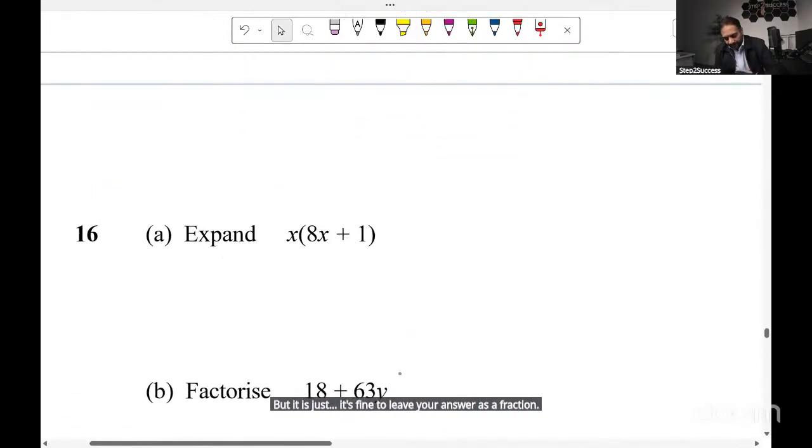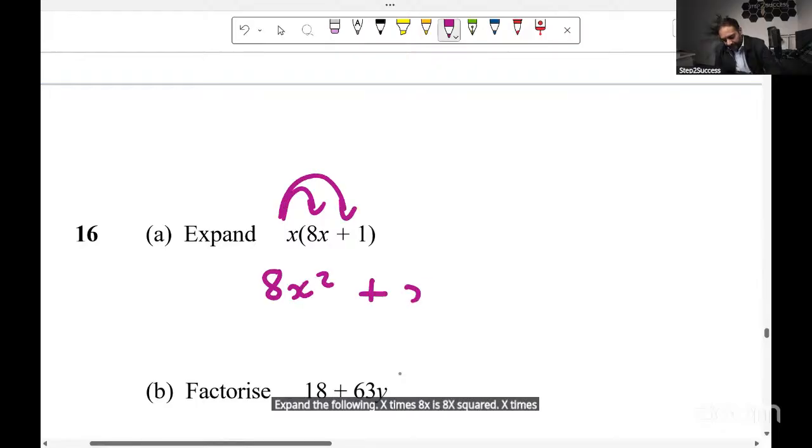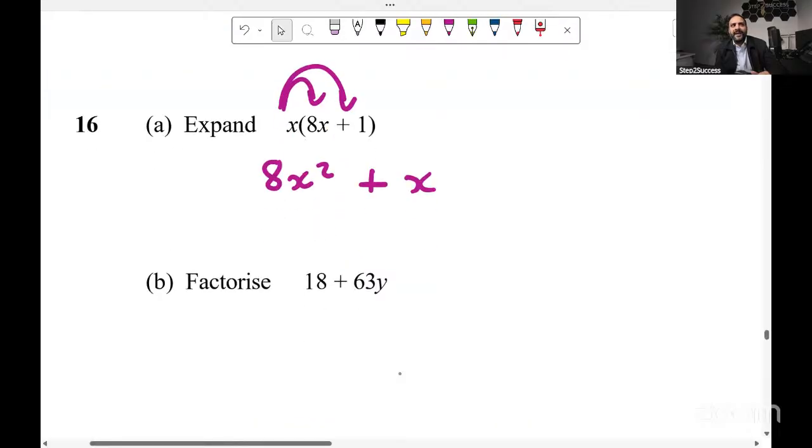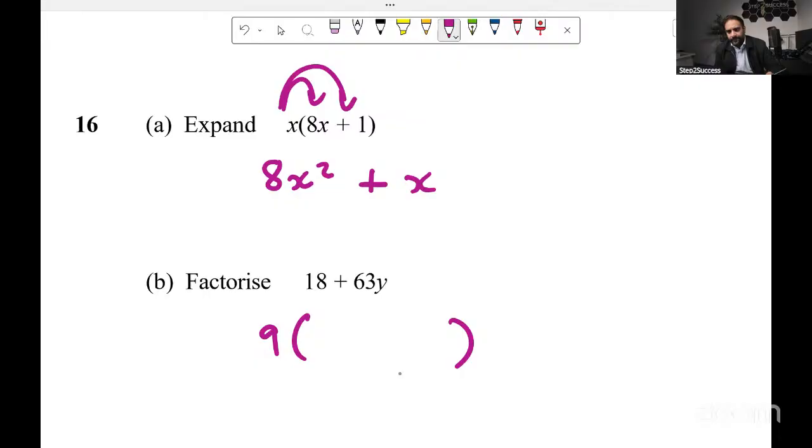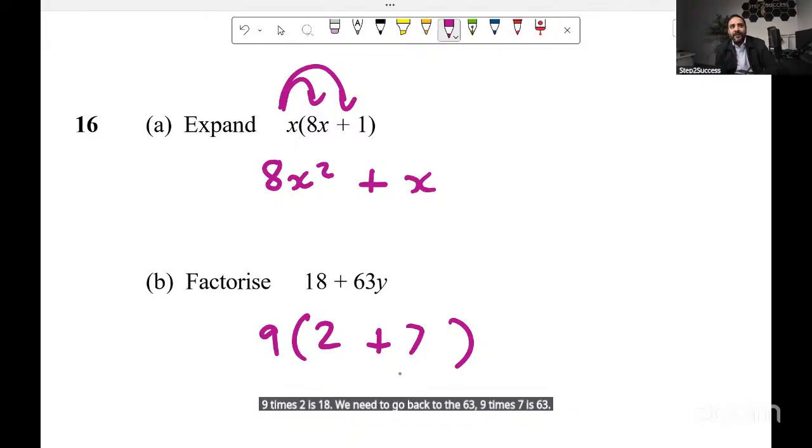Expand the following. x times 8x is 8x squared. x times 1 is x. Done. Factorize 18 plus 63. The highest common factor of 18 and 63, I think, is 9. And then we need to get back to the 18, so I'll put a 2. 9 times 2 is 18. We need to get back to the 63. 9 times 7 is 63. And we need the y stuck onto here, so that works.